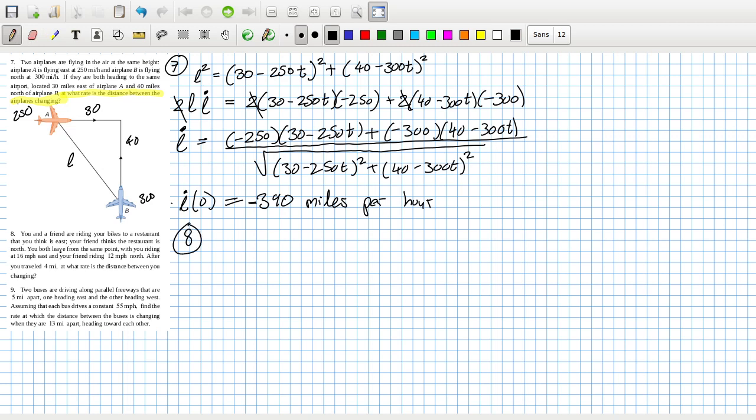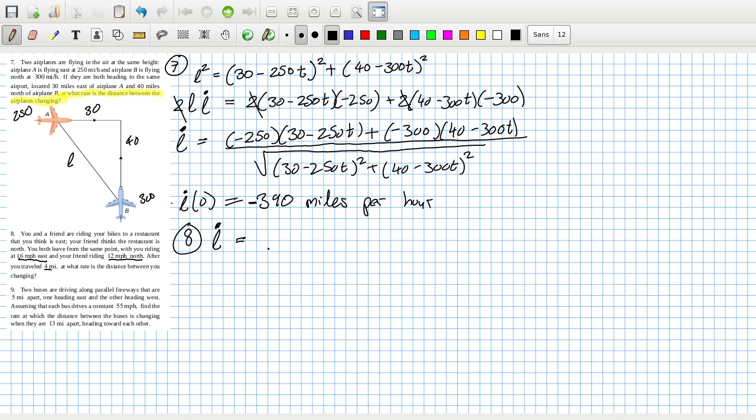Okay, you and a friend are riding your bikes to a restaurant that you think is east. Your friend thinks the restaurant is north. You both leave from the same point, with you riding 16 miles per hour east and your friend 12 miles per hour north. After you travel 4 miles, at what rate is the distance between you changing? Same deal again. You can go straight into the formula here.